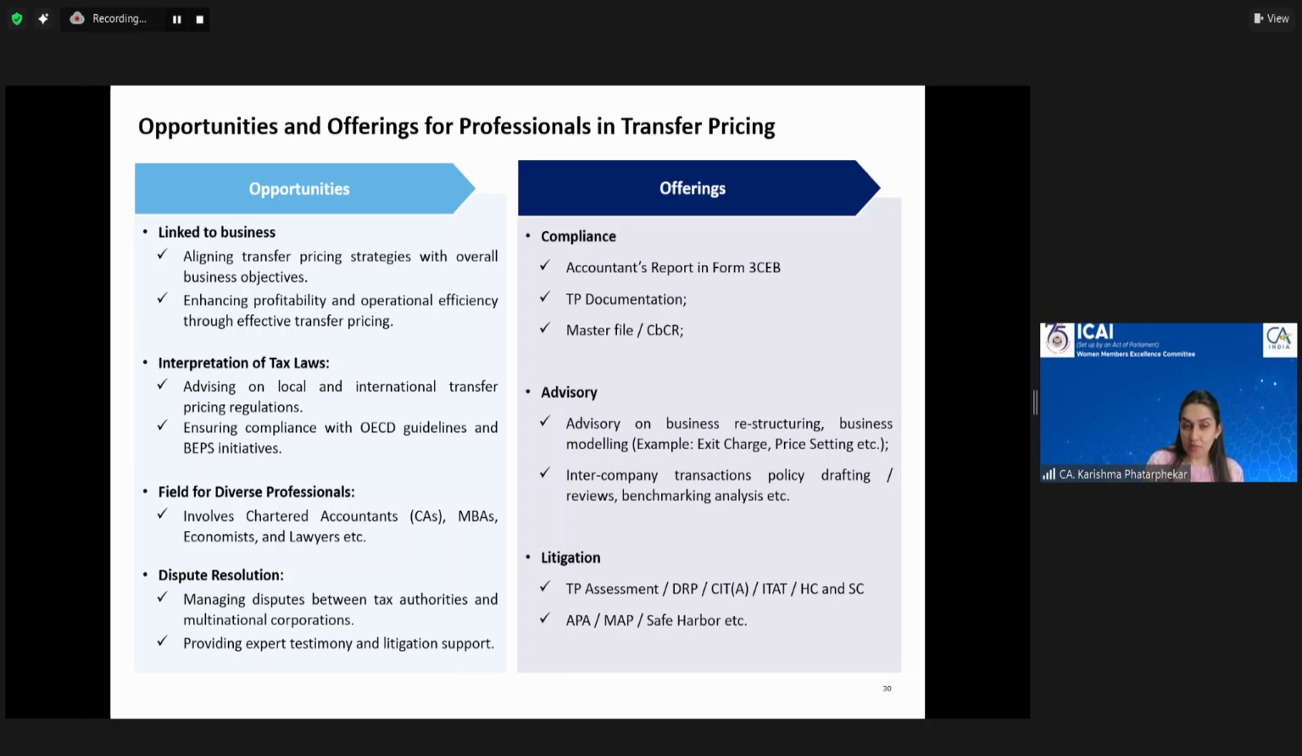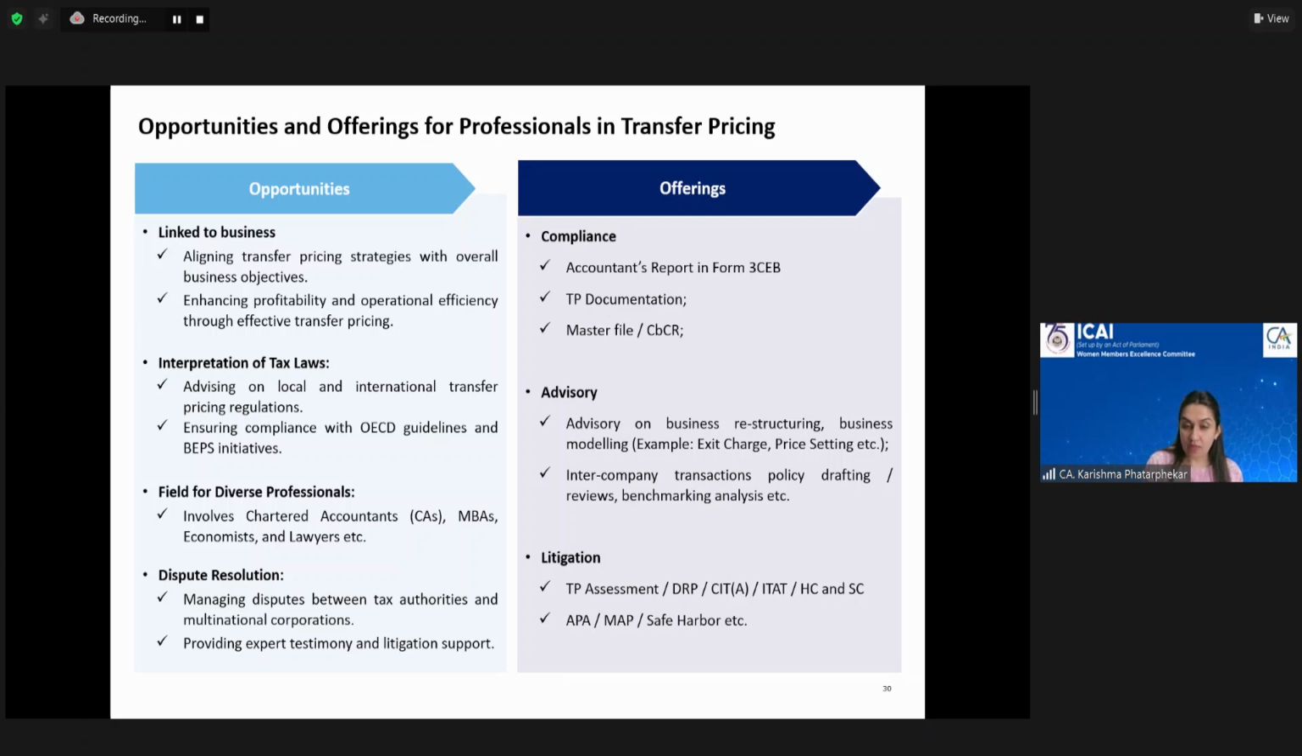The second interesting part for transfer pricing professionals is interpreting tax laws, not only in India, international, using OECD guidelines, the BEPS action plans, etc. So again, concept of transfer pricing is very global. It's the way you would do or justify transfer pricing in India is the same as you would do anywhere in the world. So as a professional, you get trained into a much more global subject.